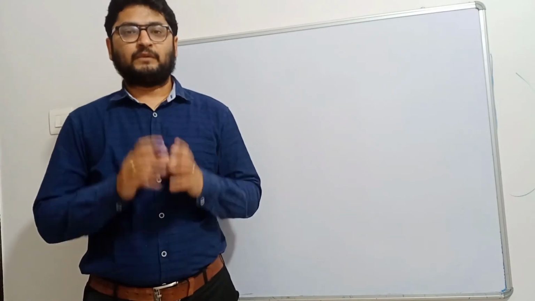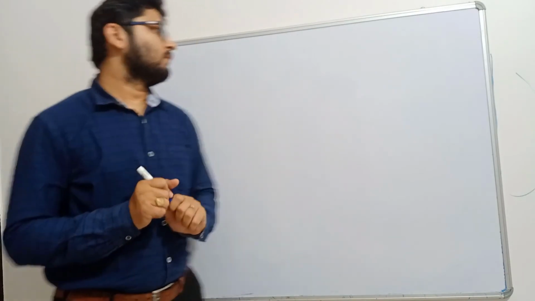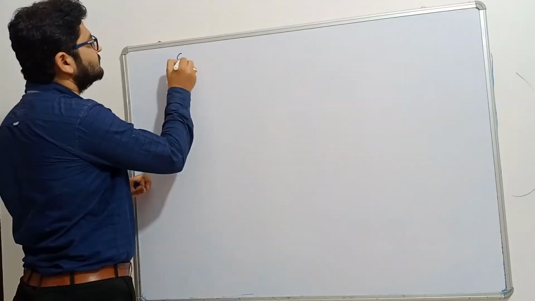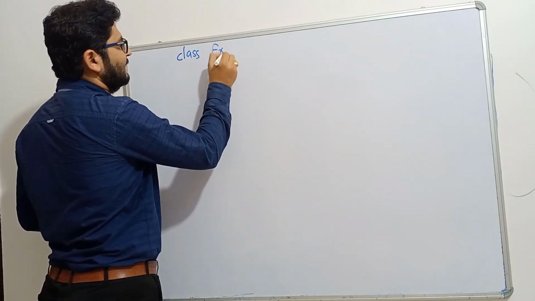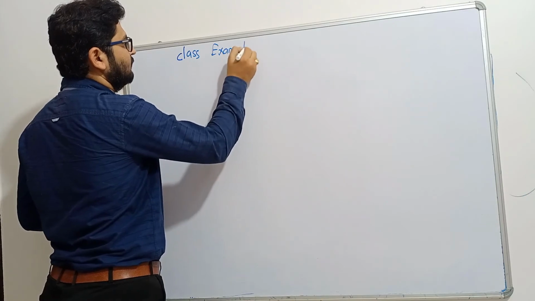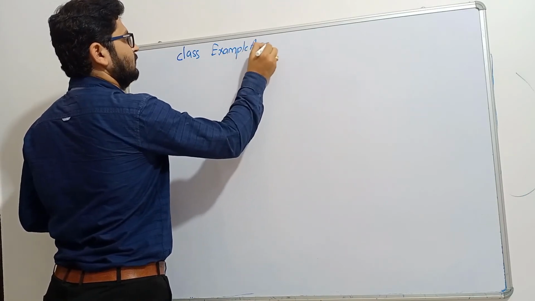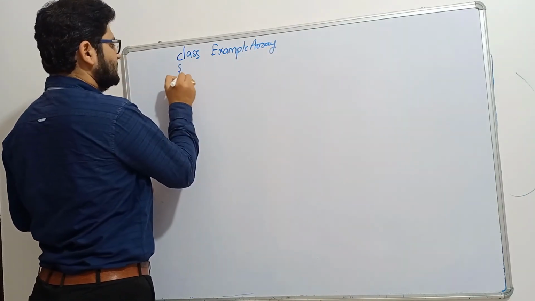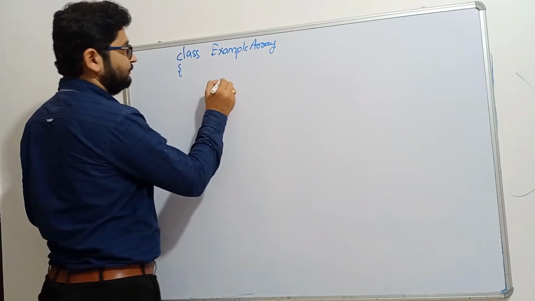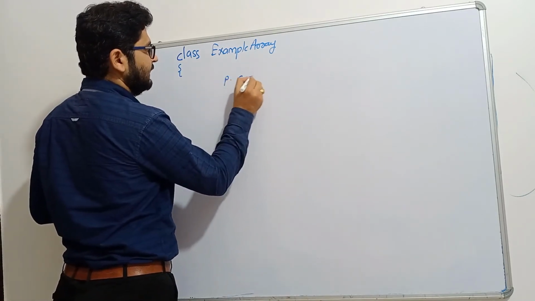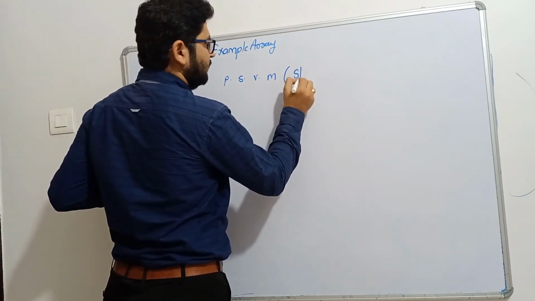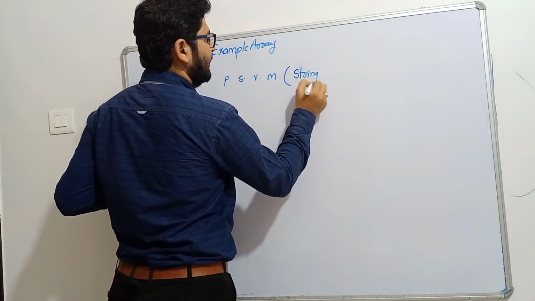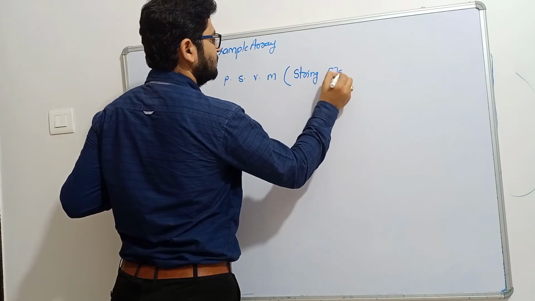Let us now see the example of array in Java. Let us first write a class ExampleArray. Okay. So in this class, I am having one public static void main(String args).